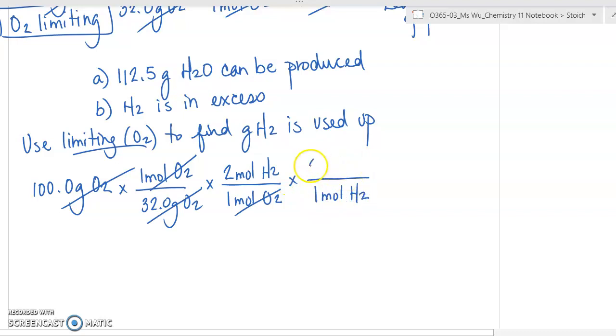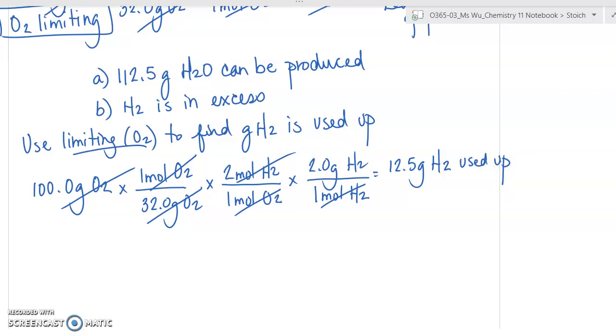Next, a mole of hydrogen weighs 2 grams. So let's see. Our answer here is 12.5 grams. And let's label it: 12.5 grams of hydrogen. Let's get this straight again. If we're using up all the oxygen, which we are, it's the limiting reactant, we would also use up 12.5 grams of hydrogen. Yeah, got it.